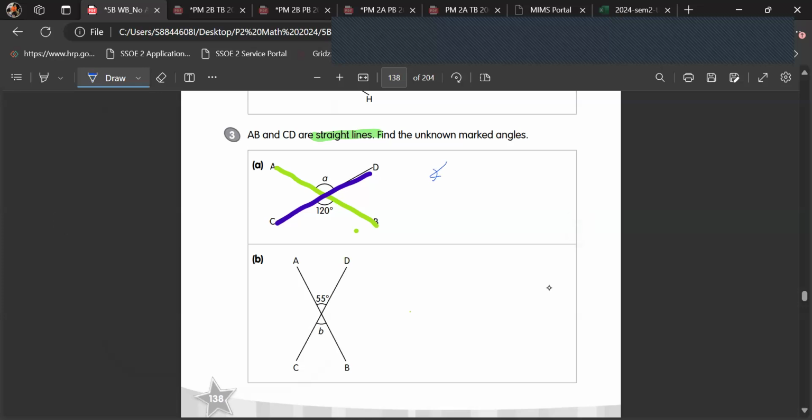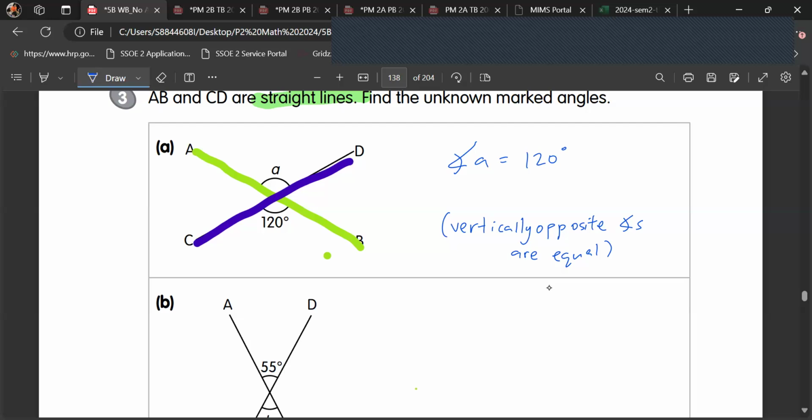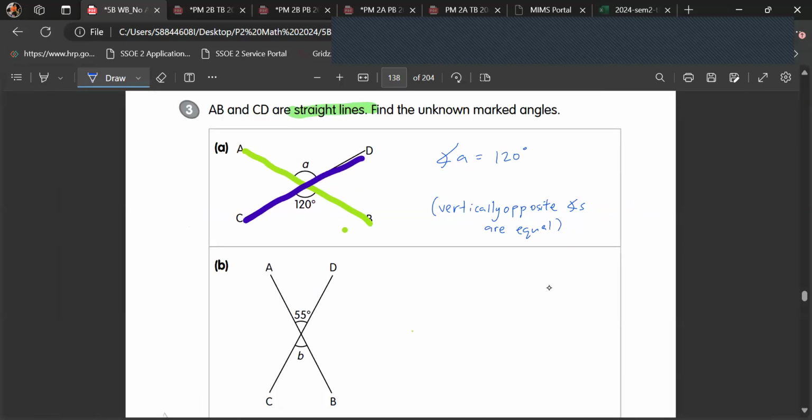So angle A is equal to 120 degrees. No working needed because the rule I am observing is called vertically opposite. I'm going to write a shortcut after this. Now I spell it in full: vertically opposite angles are equal. That is the rule. Go to the next question, question B.